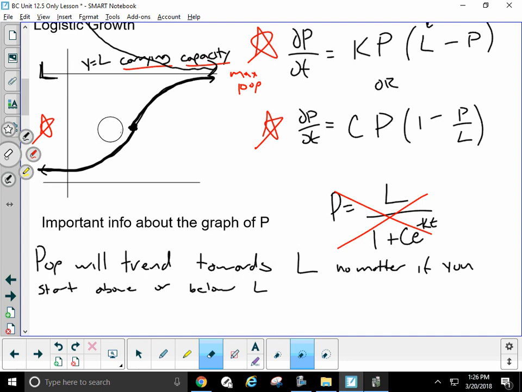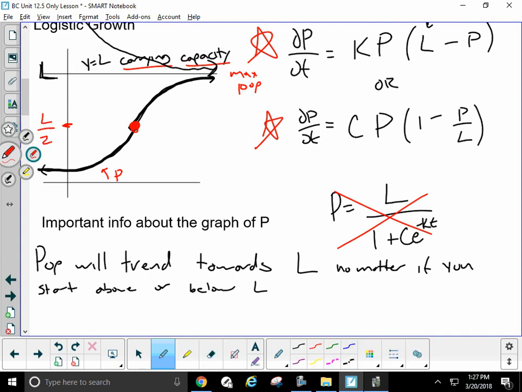This point right here is a key point on the graph of P. This is the graph of P. And I could go into the location of this point. It is when our second derivative equals 0, because we can see it's a point of inflection. And if I took this second derivative and set it equal to 0, we would find that this is equal to L over 2.